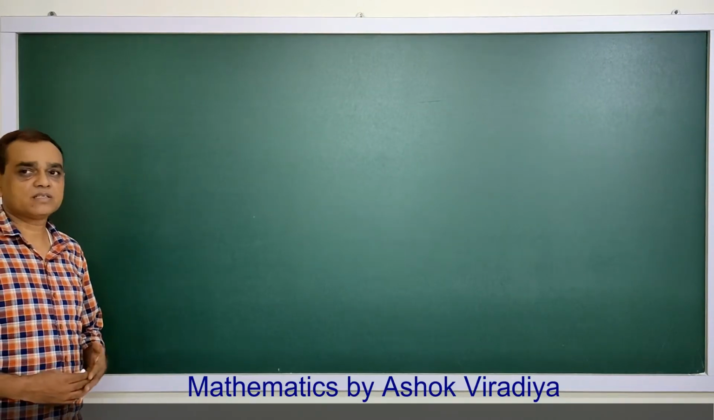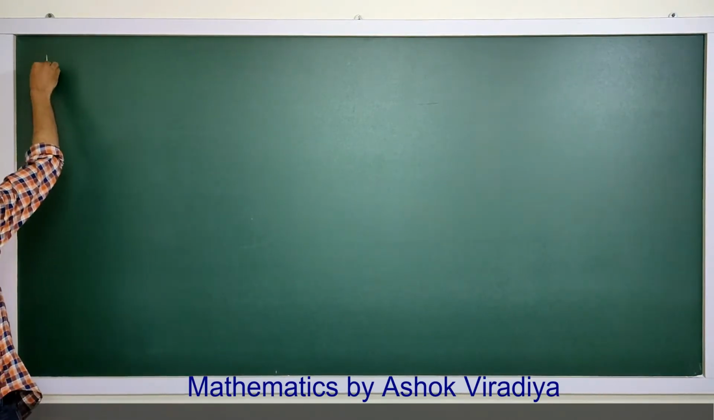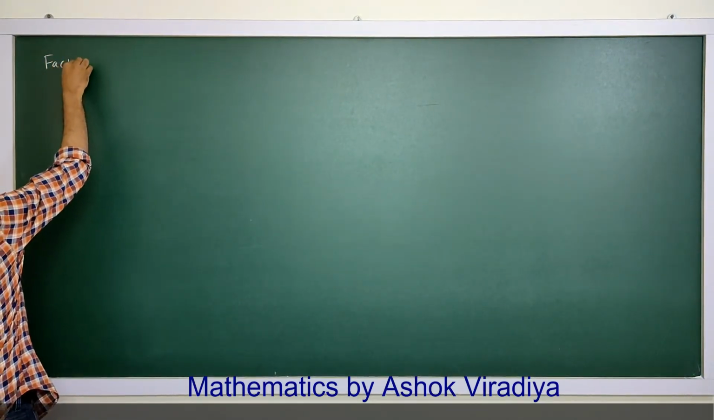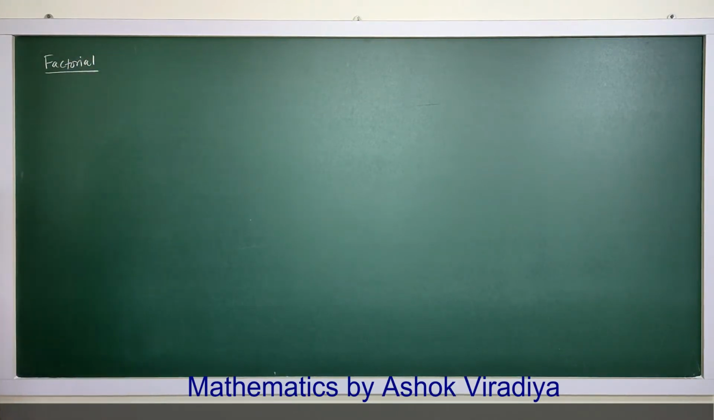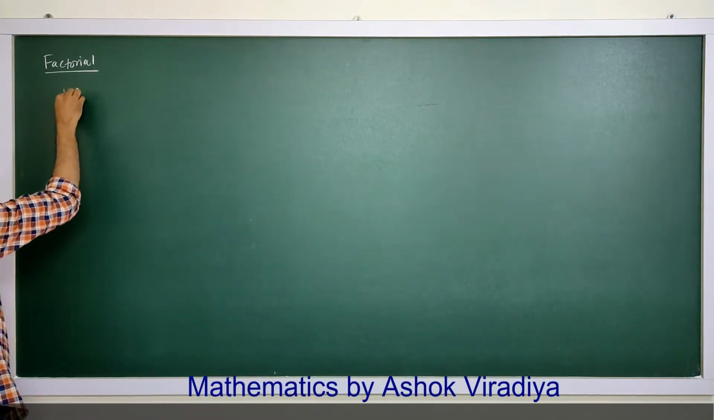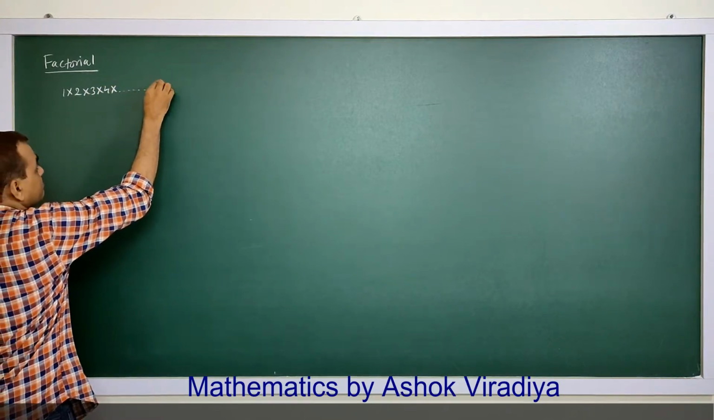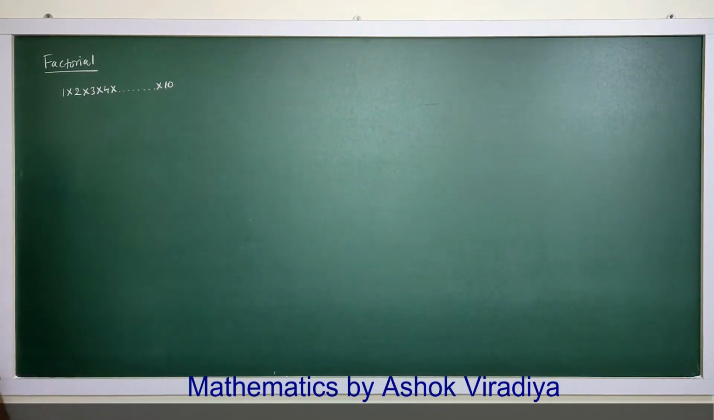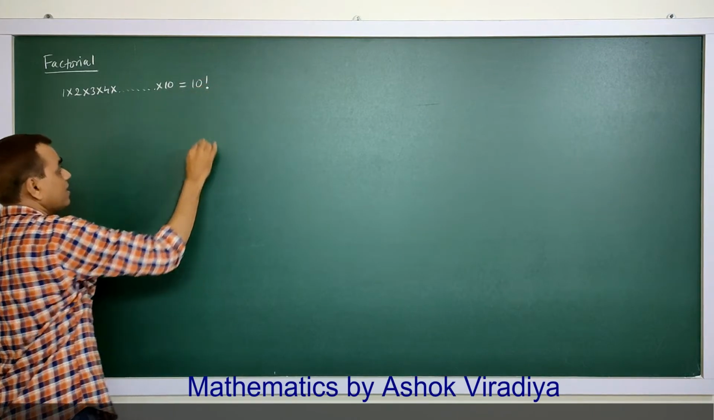In mathematics, we use a symbol, factorial. Explaining about factorial. This is a notation which is used in mathematics. See what a factorial means. Suppose I put here the product of the first 10 natural numbers. This is the product of 10 natural numbers. In short, this is denoted as 10 factorial.